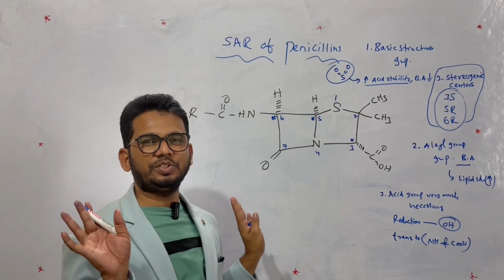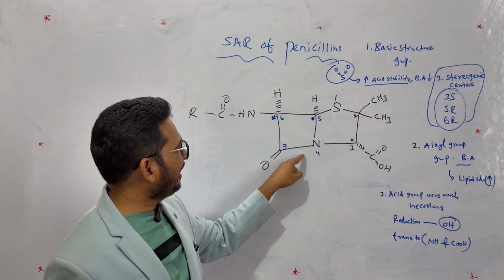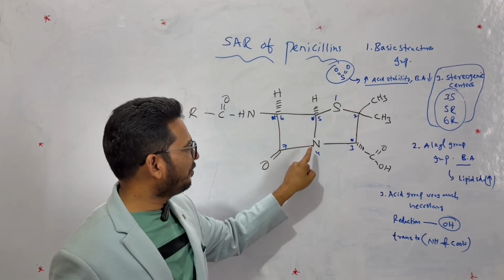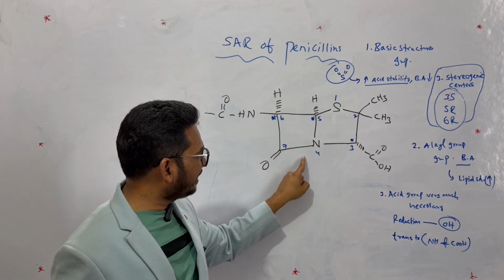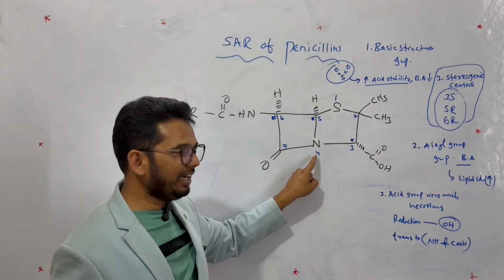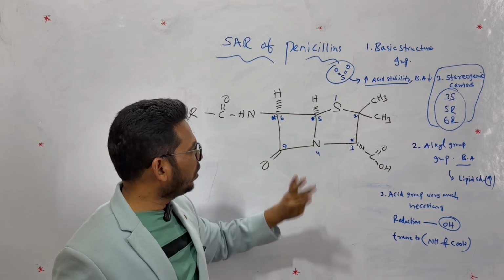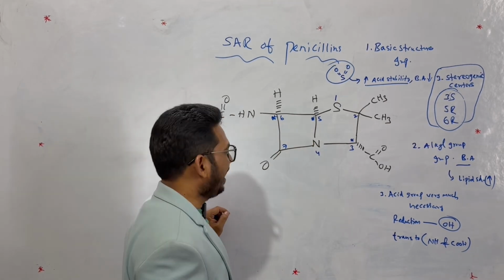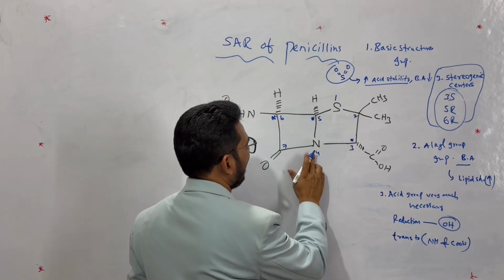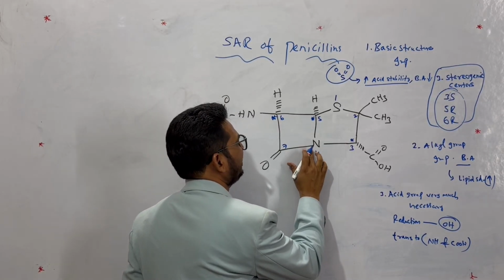Fourth one, there is no substitution, nothing. Because we already saw in the mechanism of action, this nitrogen, this bond is going to break for formation of the bond with the hydrogen. That's why there is no substitution here. If you do any substitution on the nitrogen, it loses the antibacterial activity. It should be in the tertiary form only.